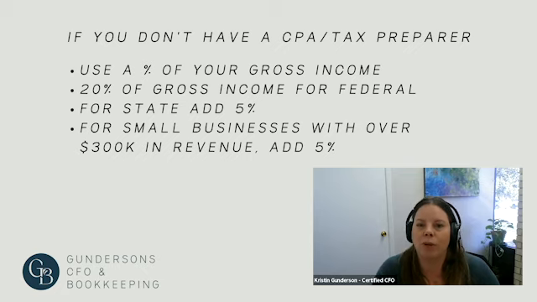So if you are doing really, really well in your business and say your small business is making over $300,000, you could go ahead and add 5%. So instead of sending in 20%, send in 25%, and you should be okay. And remember, if you're overpaying, you will get your money back.